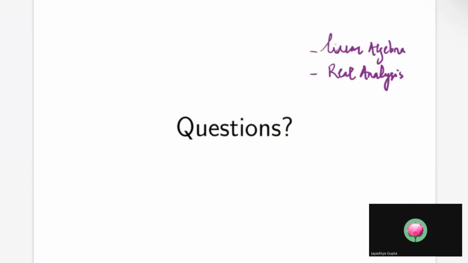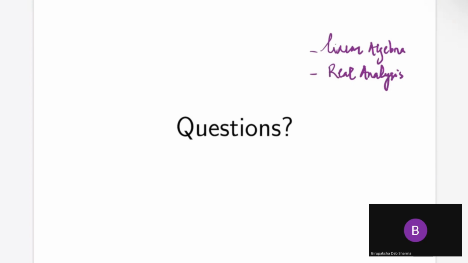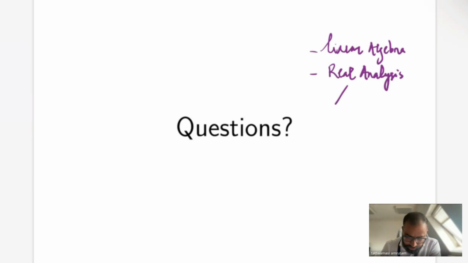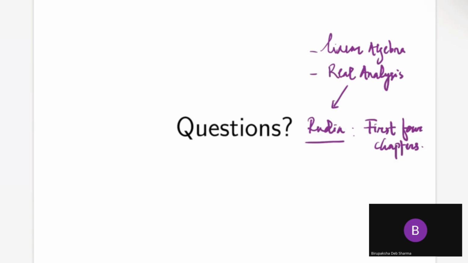Yeah, Virupaksha, go ahead, please. Thank you so much, sir. So for the real analysis part, can you please specify what we should read? Because I have done a bit of linear algebra, but I don't know much about real analysis yet. So real analysis, I would assume, for example, if you have Rudin, then maybe the first 4 chapters should suffice. Like sequences, series, continuity, and differentiability. I think this should be enough. Okay, sir. Thank you, sir.